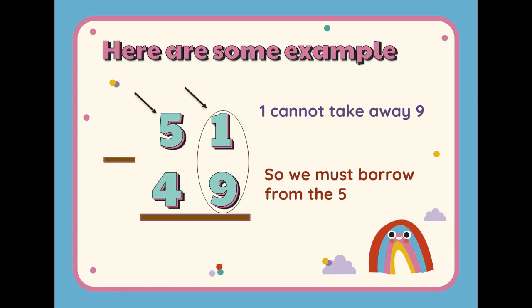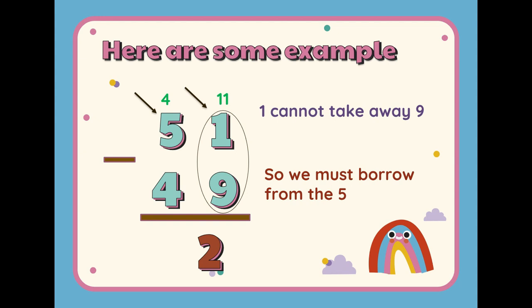So again, we add 10, so it will become 11. That is the meaning of regrouping. We borrow from its neighbor. The neighbor of 1 is 5. So we borrow from 5, and then 5 will become 4. And we can subtract now because 11 is now larger than 9. So 11 minus 9 is equal to 2.